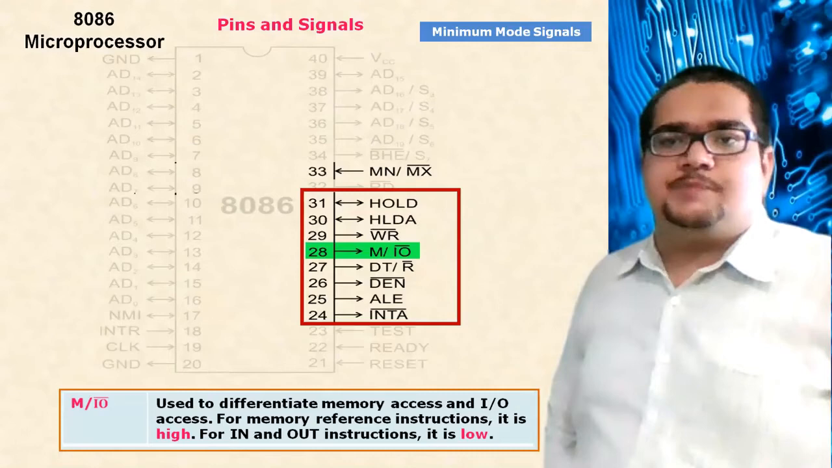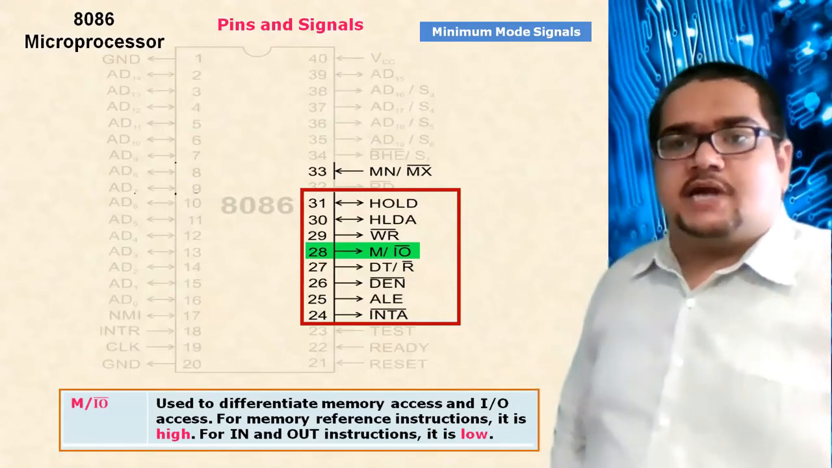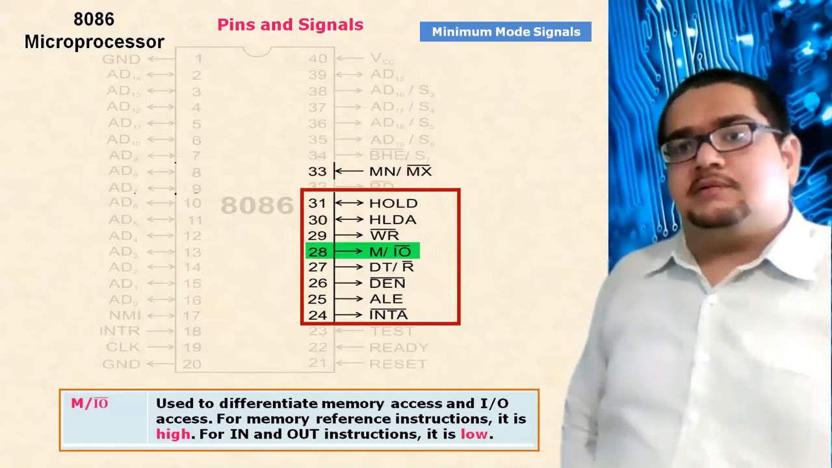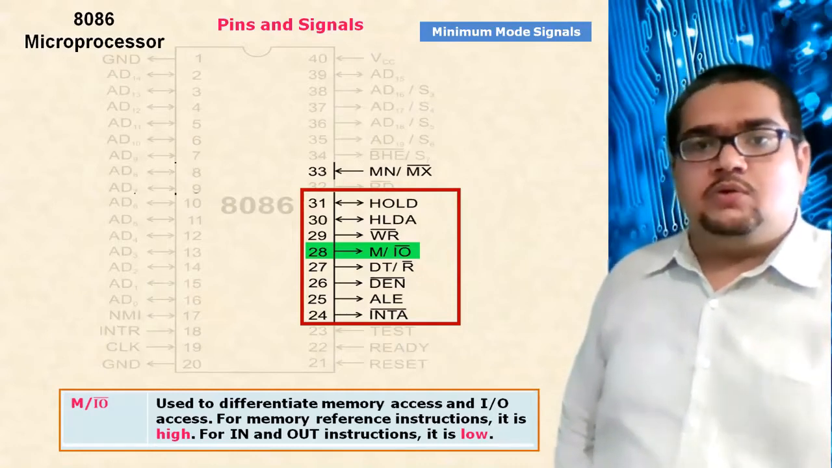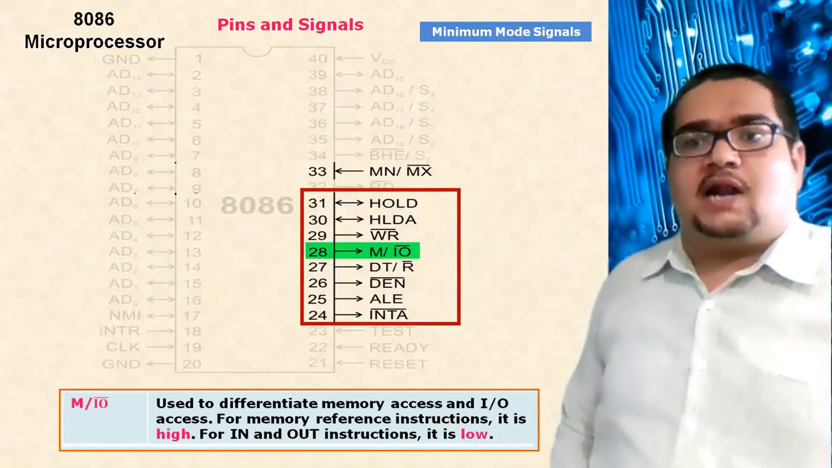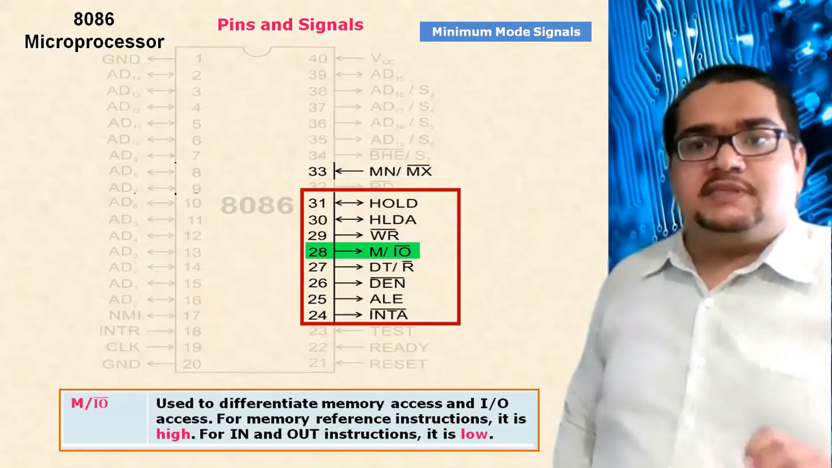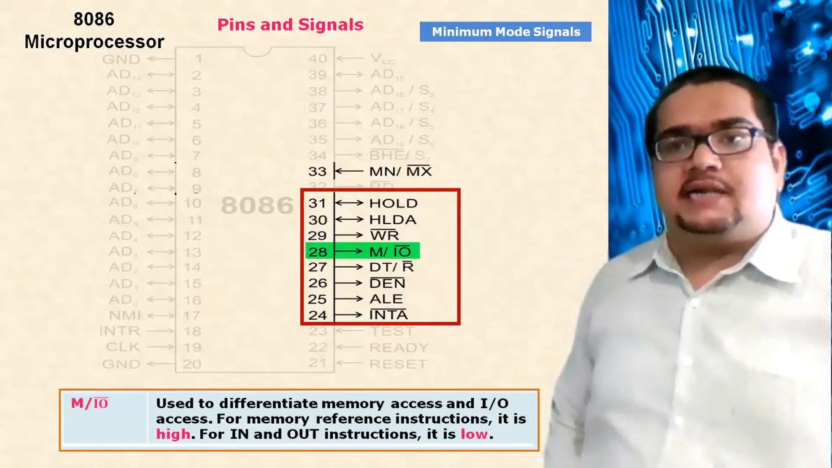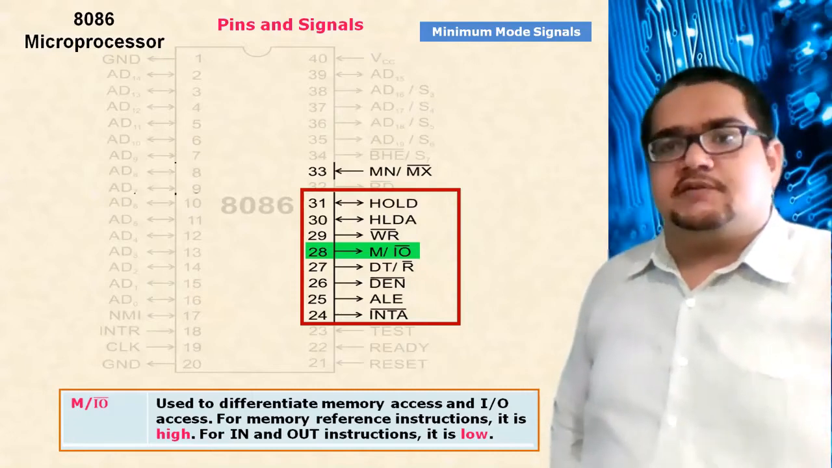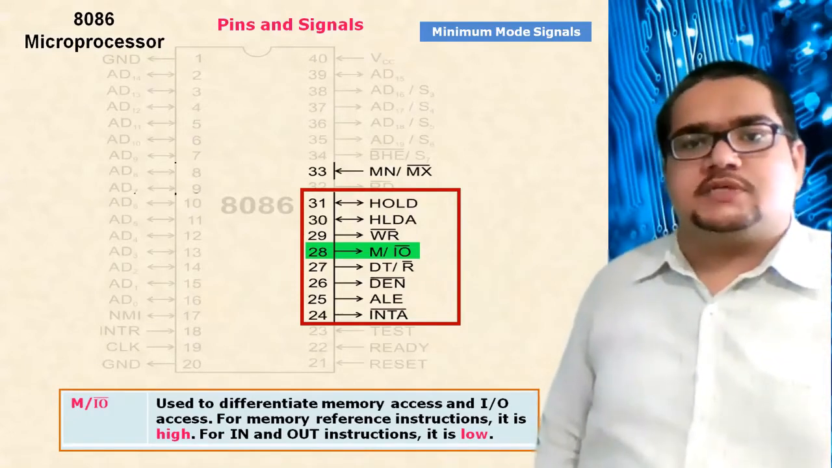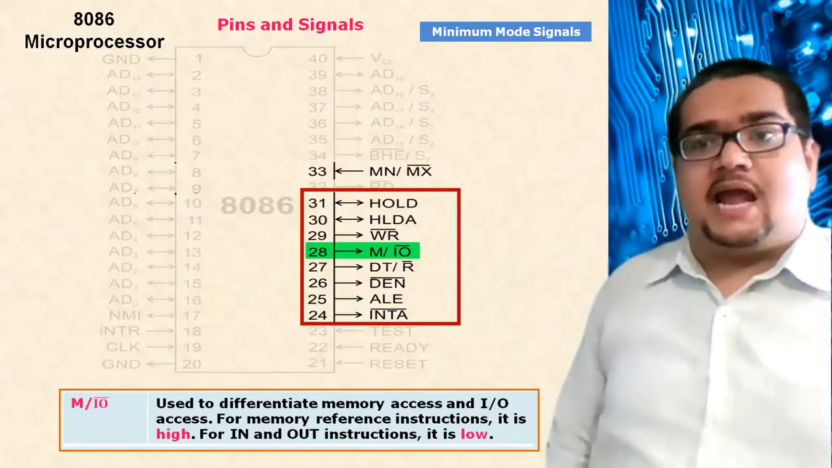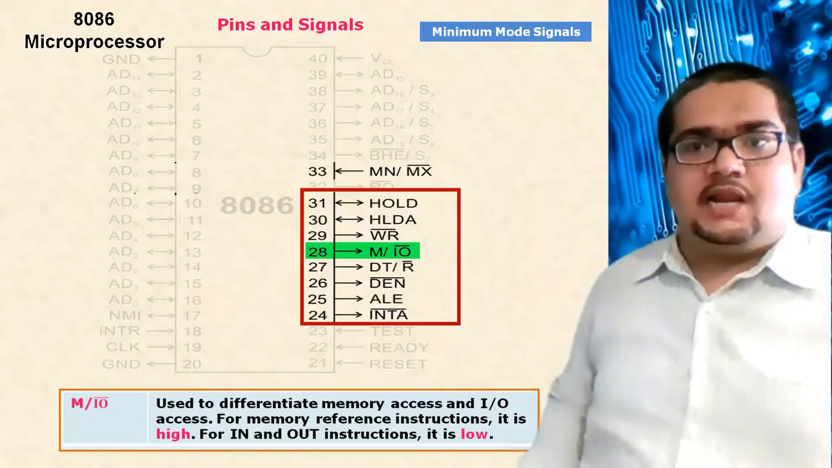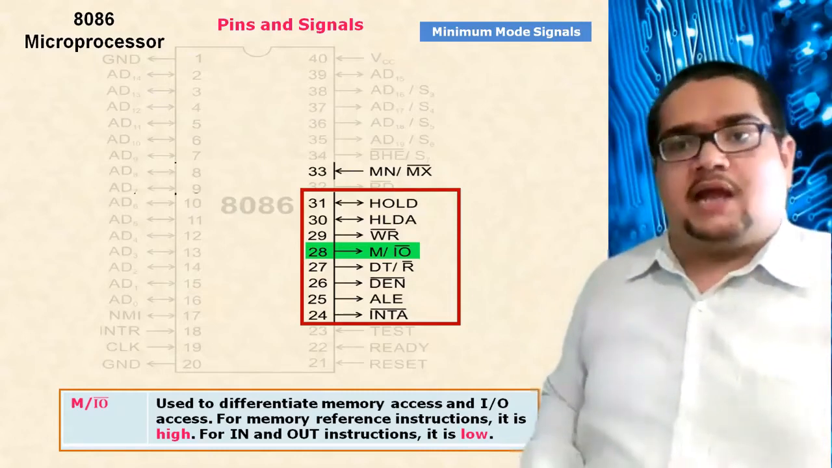The next signal is pin number 28. It is M/IO bar. Before this, we have talked about write, and before that about read. Now, whether the read or write of data is happening between the processor and memory, or between the processor and IO devices, to get that understanding this pin number 28 is available.